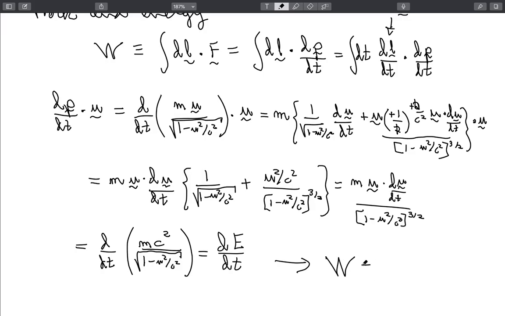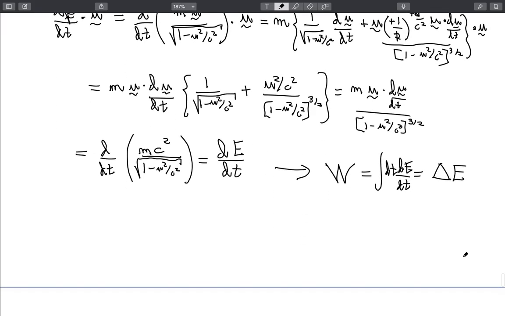So the total work done. Well, actually, that was just the integrand, right? So the integrand here, not the work, just the integrand of the work, is the time rate of change of the energy. So then, when I reintegrate for the whole work, I just end up with the integral of dt dE/dt, which is just the integral of dE, which gives me the change in relativistic energy. Okay, so that's the way you associate these things.